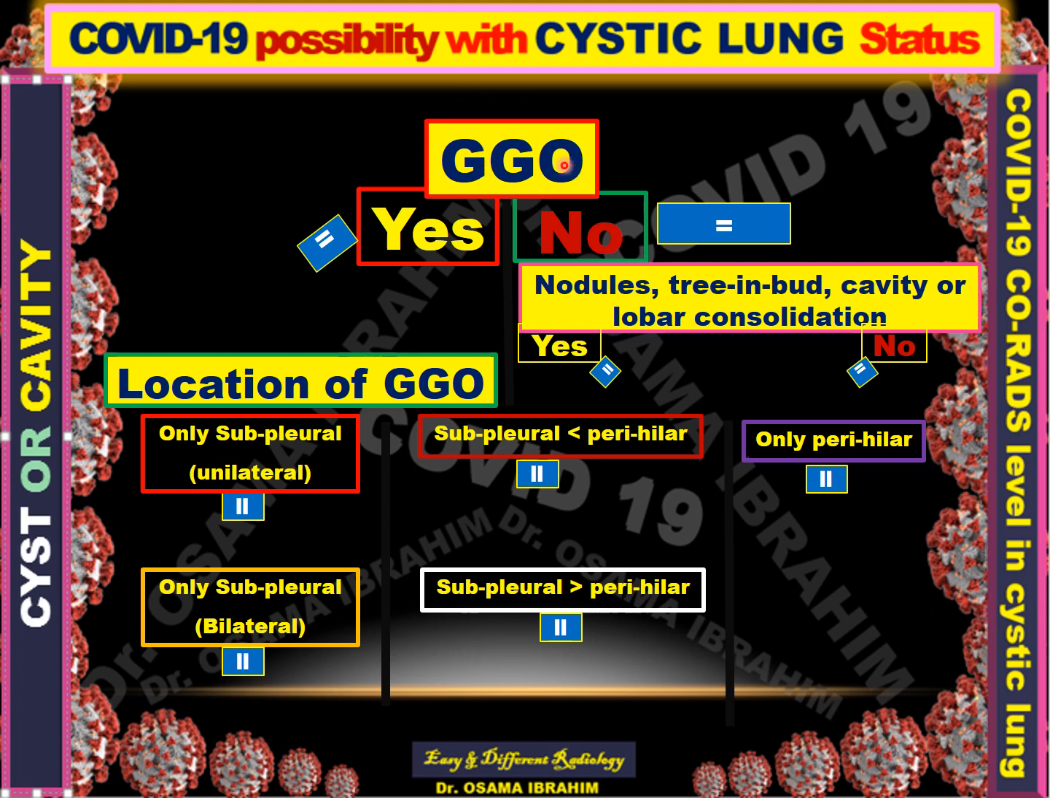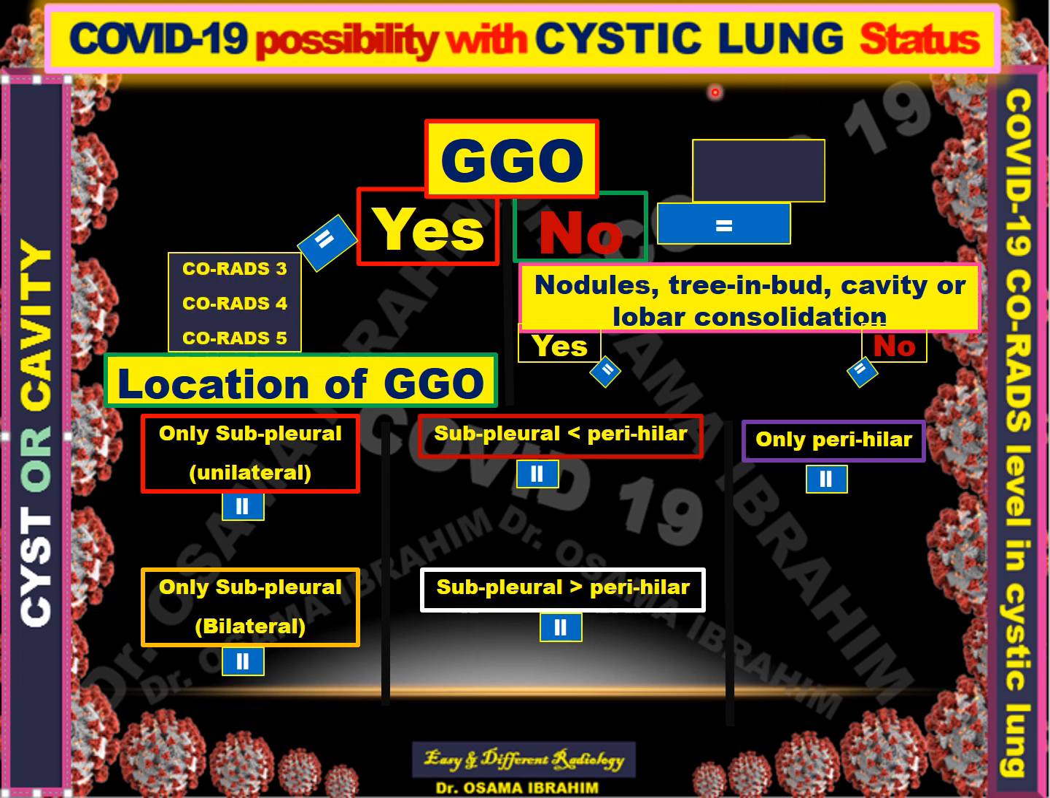Now, look for the presence of ground glass opacity with cystic lung. If it is present, it represents CO-RADS 3, 4, or 5. However, if there is no ground glass opacity with cystic lung, I consider it as CO-RADS 1 or CO-RADS 2. CO-RADS means COVID-19 Reporting and Data System, for the possibility of COVID-19.